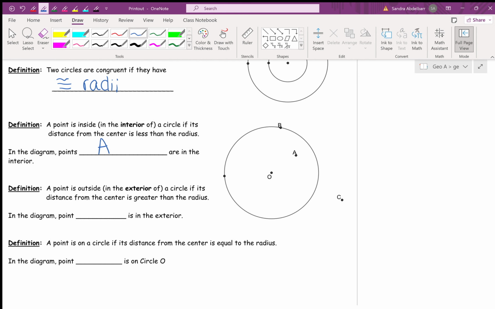All right, a point is considered outside or in the exterior of a circle if its distance from the center is greater than the radius. Can somebody tell me the point that's considered in the exterior of the circle? Amanda. C. And a point is considered on the circle if the distance from the center is equal to the radius. So which point here is on the rim of the circle? Ignore that point right there. We don't care about that point. Nora? B. All right, let's keep going.